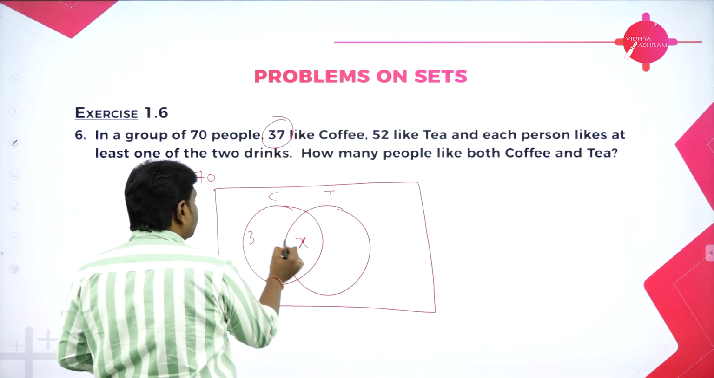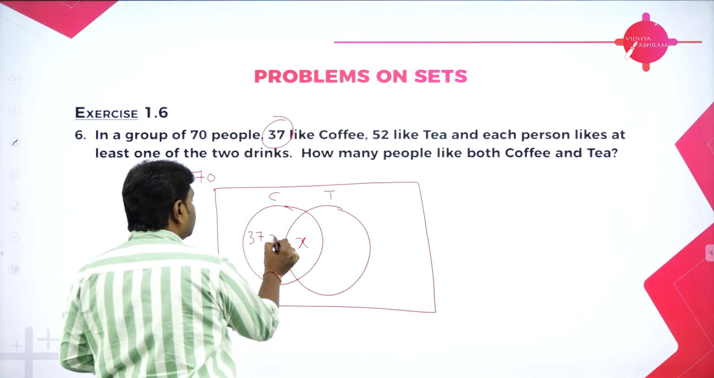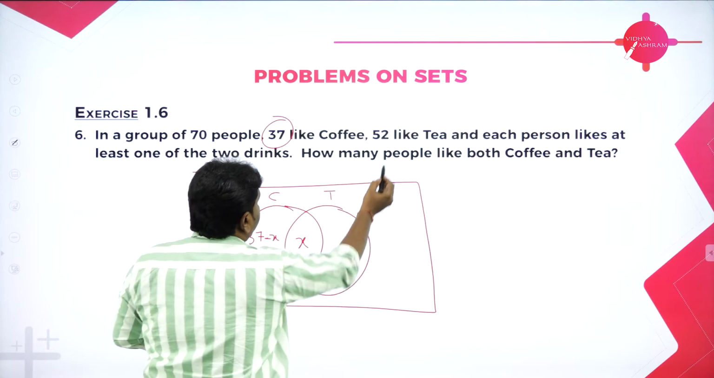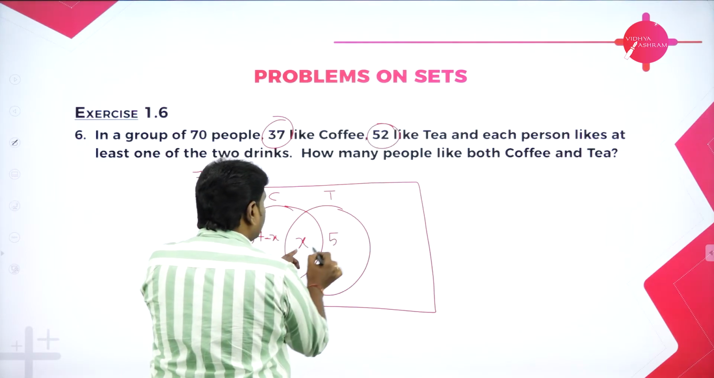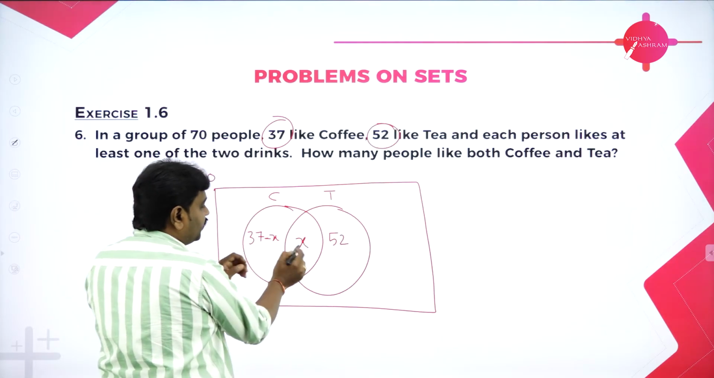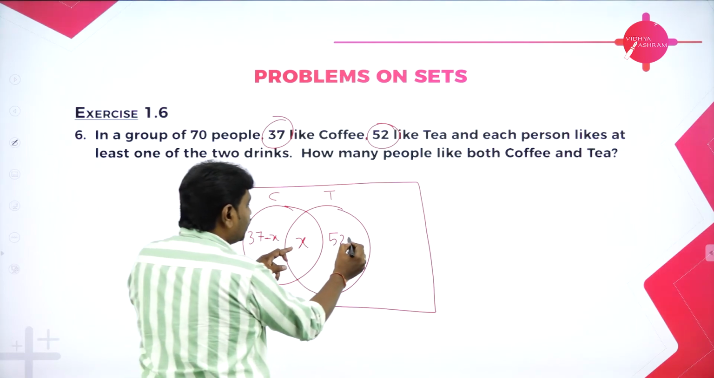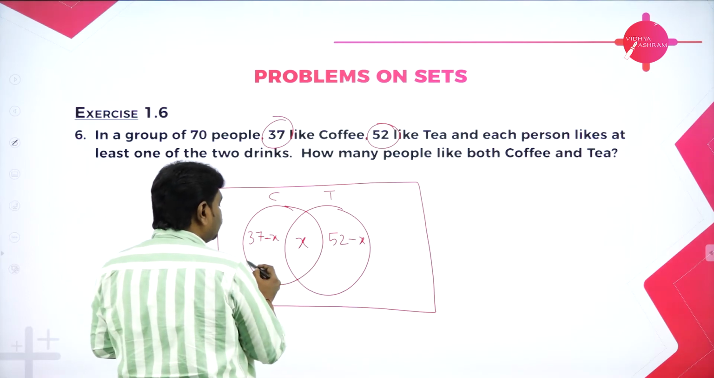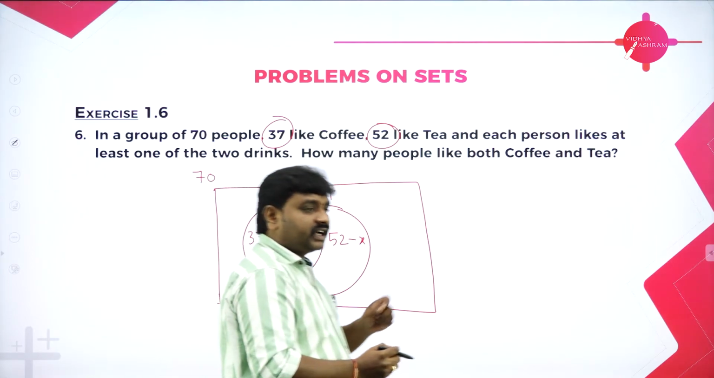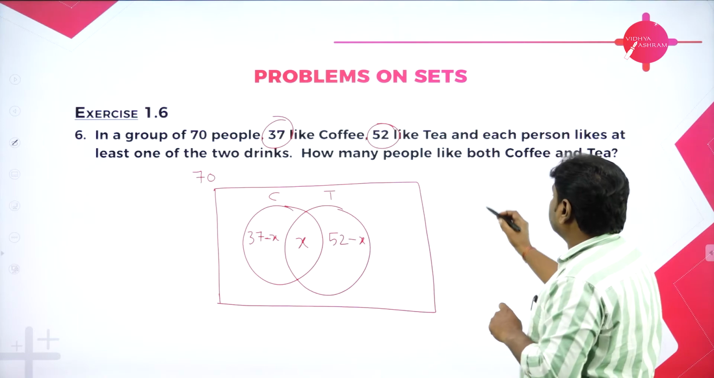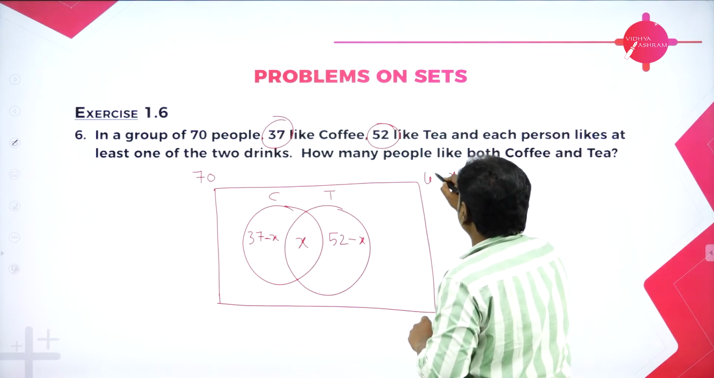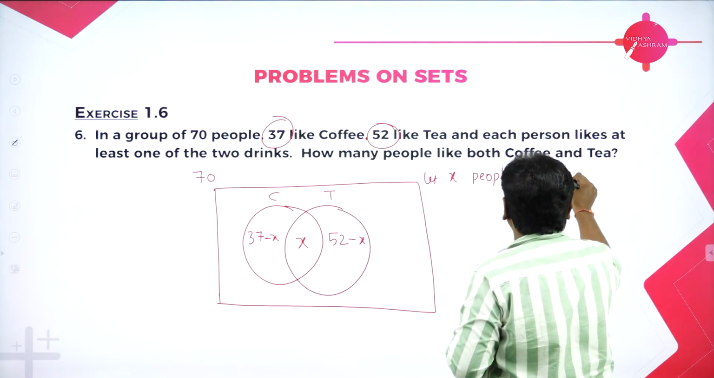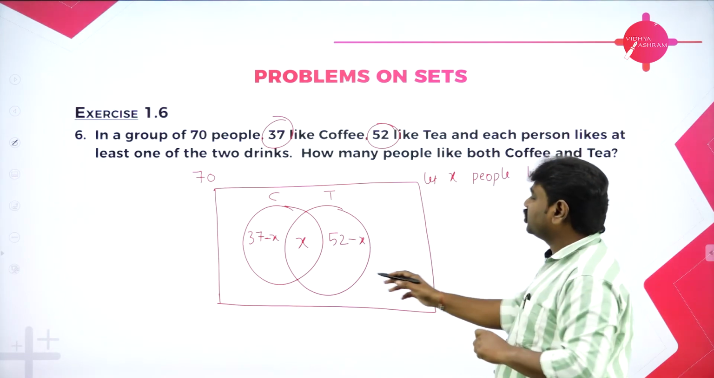They told 37 like coffee. Out of 37 I already filled X here, so this is 37 minus X. In this region X is already there. 52 people like tea; out of 52 you already filled X, I would have written 52 if you didn't fill X, but since we filled X, remove X. So this is 37 minus X, this is X, and this total is the union. Let X people like both. Both means intersection. You should fill in this region.